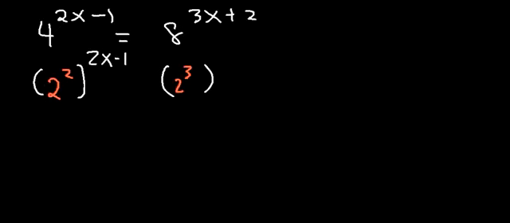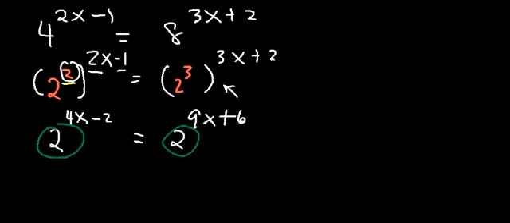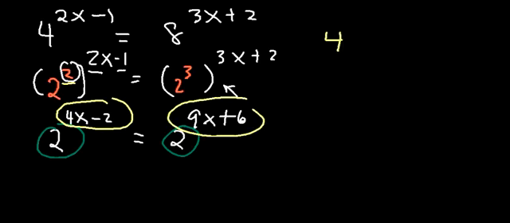But these exponents are still here. Whenever you raise one exponent to another exponent, you multiply it. And that's a 1 right there. So we need to distribute this 2 to the 2x minus 1. So it's going to be 2 raised to the 4x minus 2. And we're going to do the same for this expression. 3 times 3x plus 2, that's 9x plus 6. Now that we have the same base, we can therefore set the exponents equal to each other. So 4x minus 2 is equal to 9x plus 6.